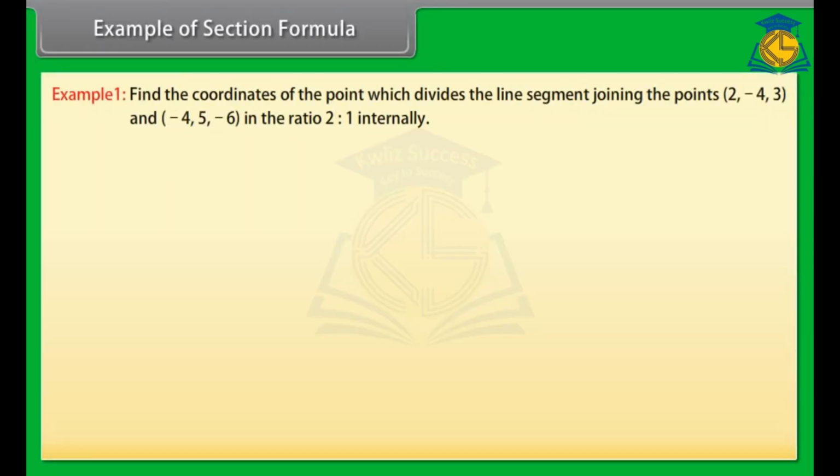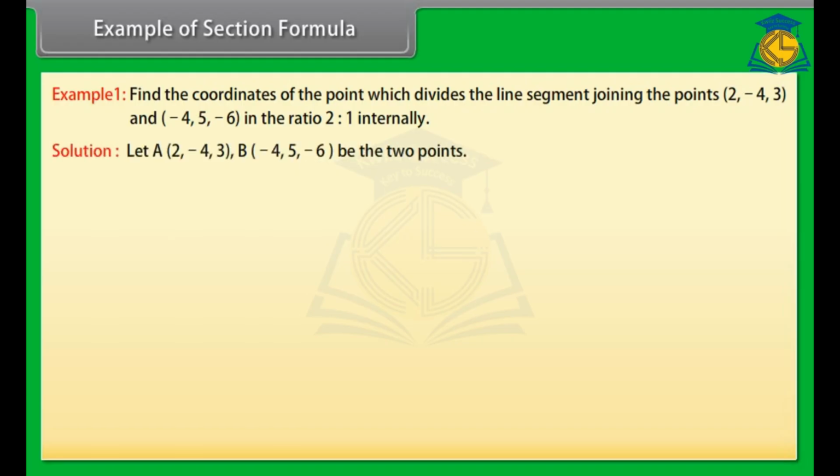Example of section formula. Find the coordinates of the point which divides the line segment joining the points (2, −4, 3) and (−4, 5, −6) in the ratio 2:1 internally.